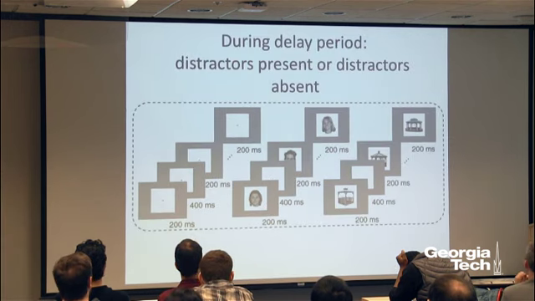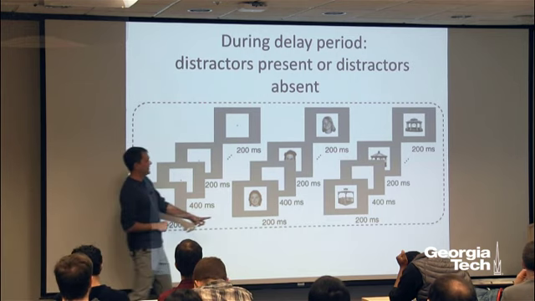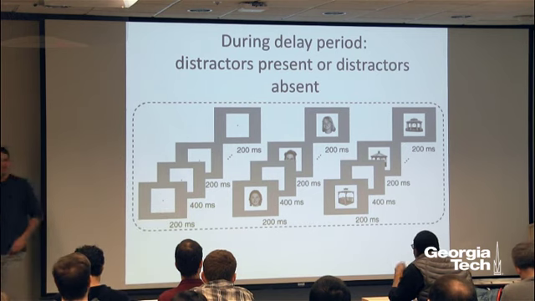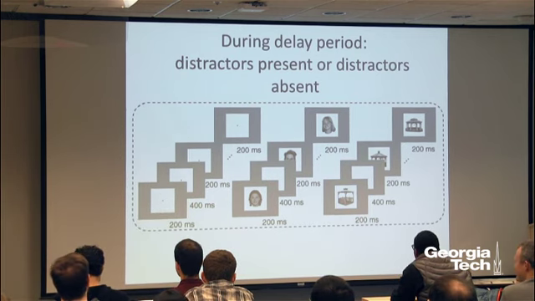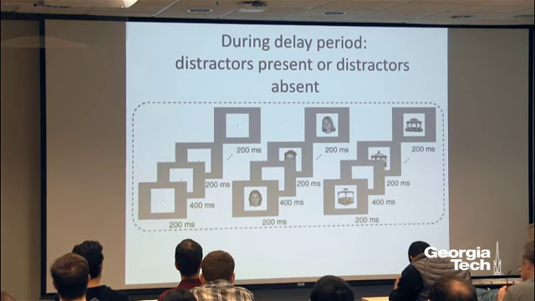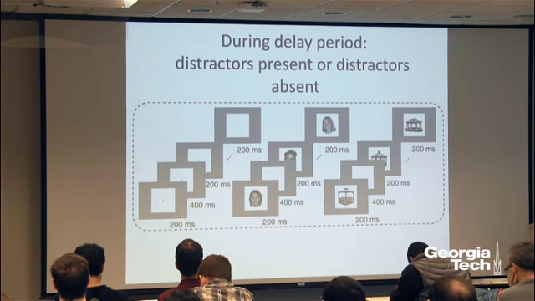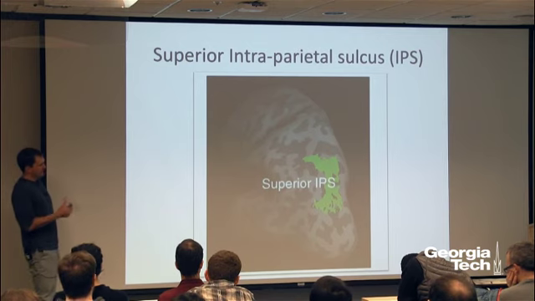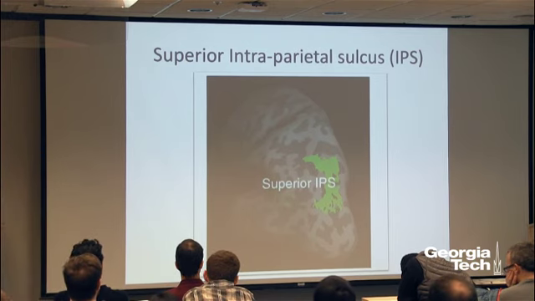But then they introduced a new manipulation here. They either had a blank delay period, like everything I've been talking about so far, or they presented a bunch of faces or a bunch of gazebos during that delay period. I'm not sure what's up with the choice of stimuli here, but I think the point is they're just blasting away at the retina with new input to see if they can overwrite the memory representations in early visual cortex.